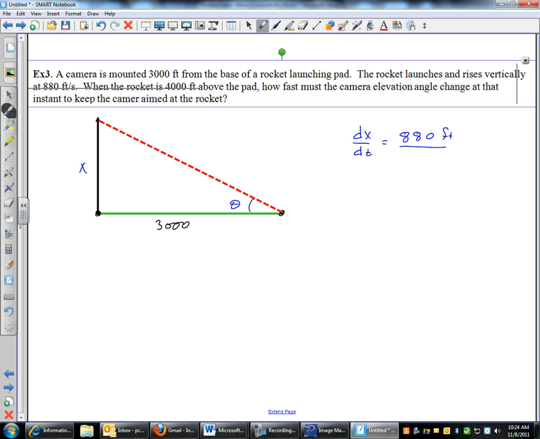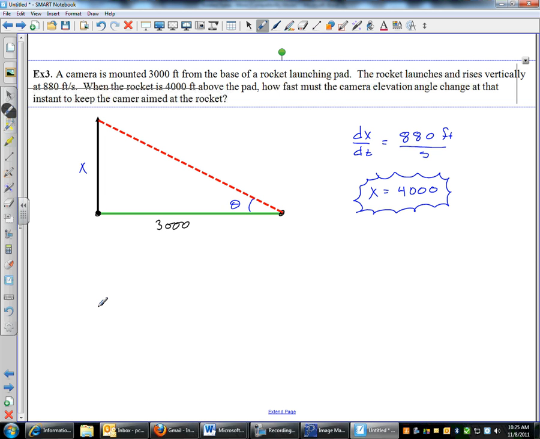Are we good? Yeah. And we are looking at a point in time when X is 4,000. Is X always 4,000? No, so I'm not going to plug in 4,000 yet. I'm just going to make a little note that at some point in time, X is going to be 4,000. How are we feeling? All right.